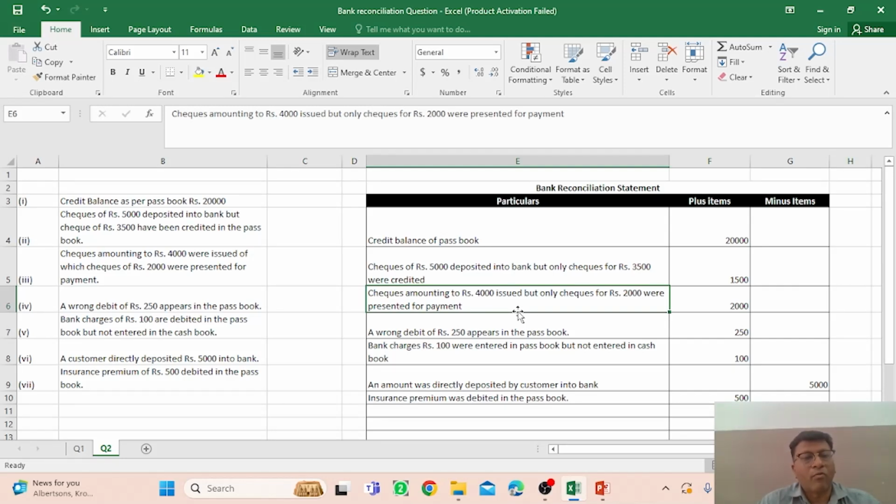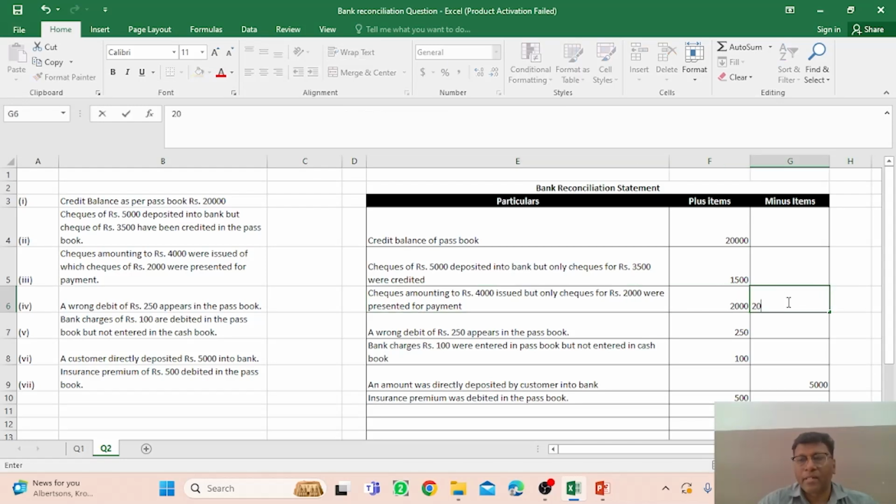4,000 rupees were issued, and 2,000 were presented. So the cash book balance is reduced by 4,000, and the passbook balance is reduced by 2,000. So 2,000 is the minus item.